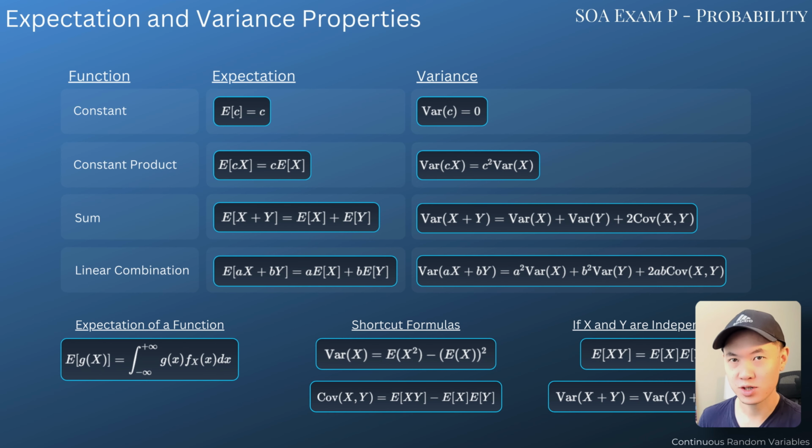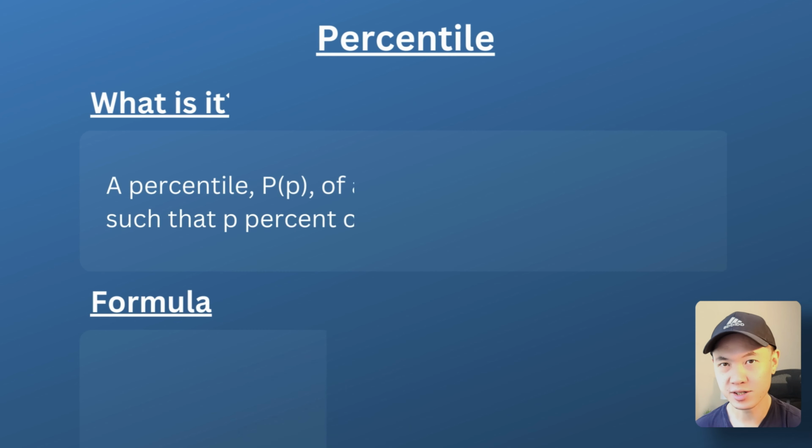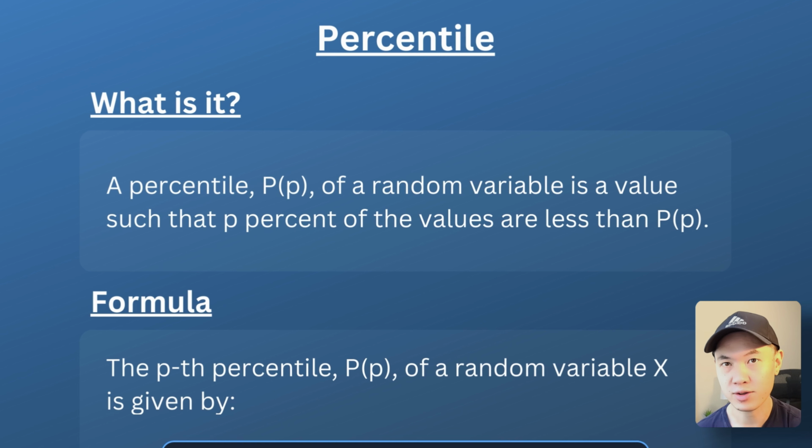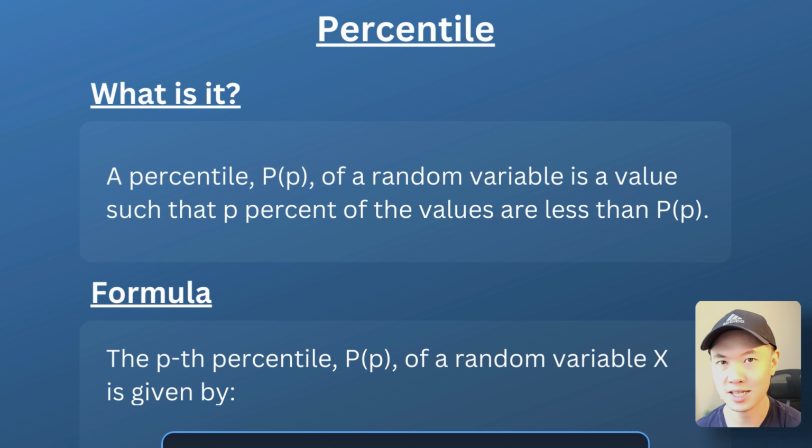The other rules in this visual all include more than one variable, so multivariate random variables, which we'll cover in a later video. A percentile is a value of x, so a value on your support, such that p% of other values are less than the percentile. Here we use a notation capital P of lowercase p to represent the percentile. Sometimes you'll just see capital P or pi of p. Regardless of the notation, the definition is still the same.